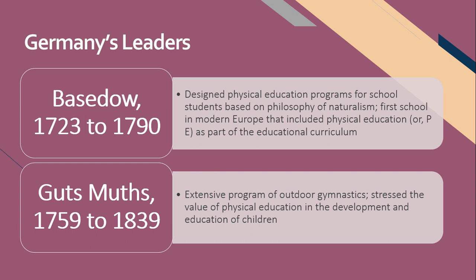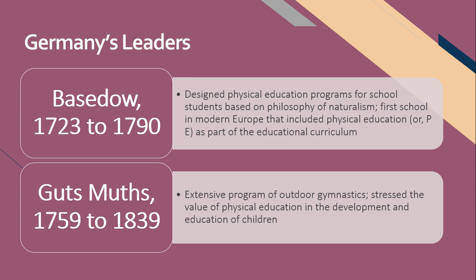In 1779, Basedow founded the Philanthropium, a school for boys located at Dessau. The curriculum of the school was guided by the philosophy of naturalism, and he designed his program to meet the individual needs of his students. Physical activity played an important part in the daily program of all students. Three hours a day were devoted to sport instruction and recreation activities, and 2 hours a day to manual labor such as gardening. This was the first school in modern Europe that admitted boys from all classes, and that included physical education as part of the educational curriculum.